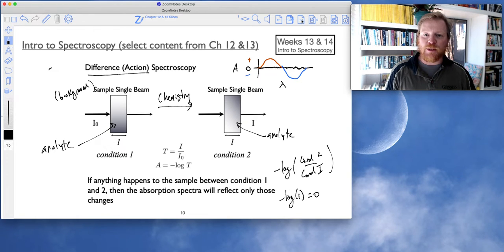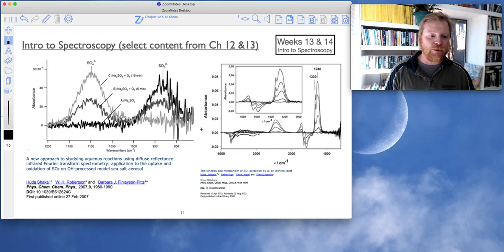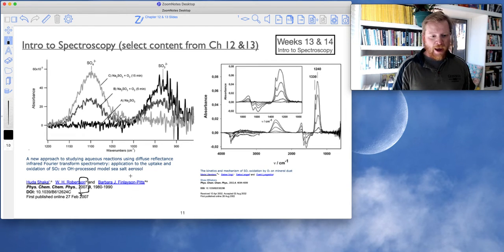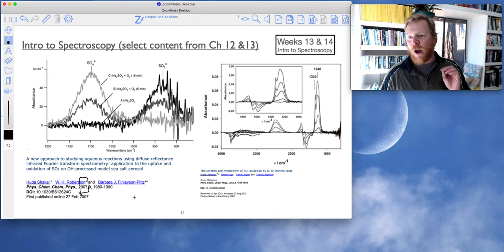So I want to share some results with you from one of the first papers that did this, 2007. This is from the Finlayson and Pitts group. They're an atmospheric chemistry group at UC Irvine, where I went to graduate school. The Finlayson and Pitts group is world renowned at being atmospheric chemistry spectroscopists.